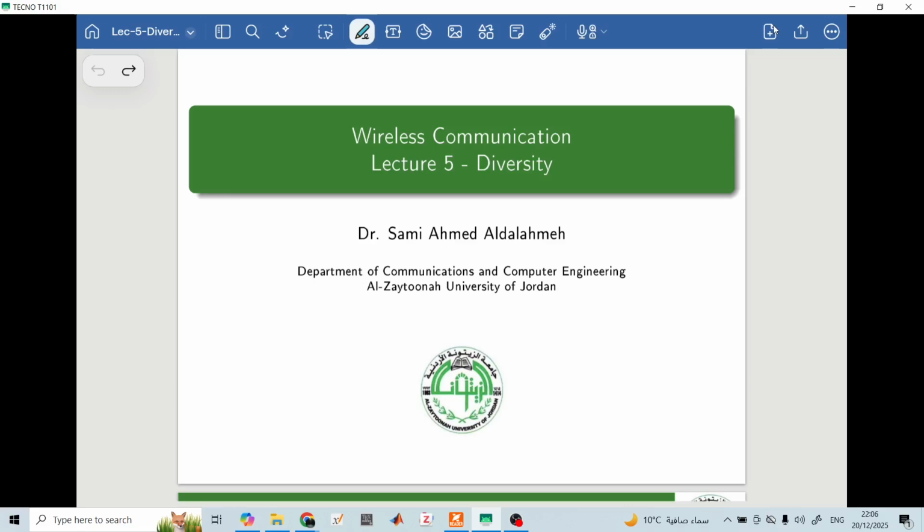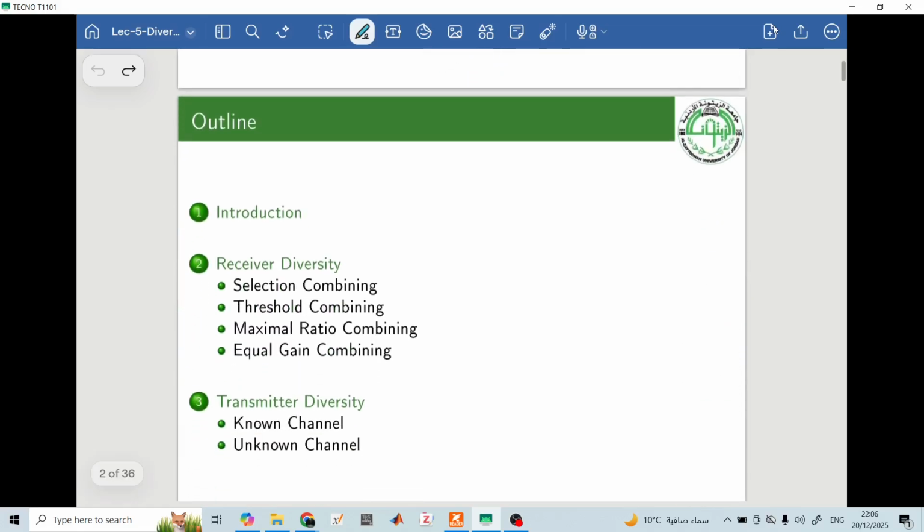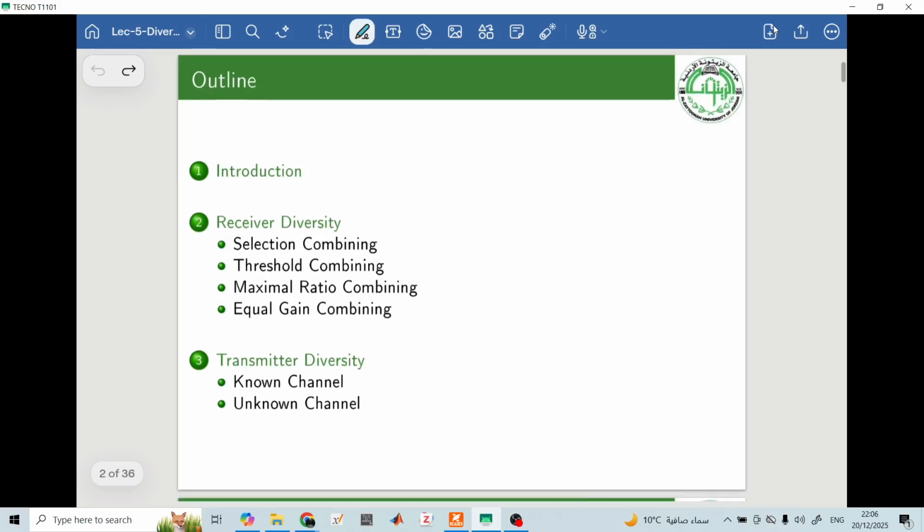Today we'll be talking about diversity, which is a method used in wireless communication to mitigate the effect of flat fading or narrowband fading. So we'll have a small introduction on diversity, then we will discuss the two main types of diversity: receiver diversity and transmitter diversity.